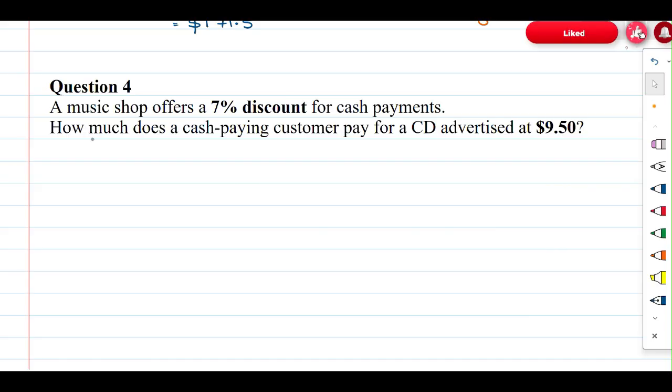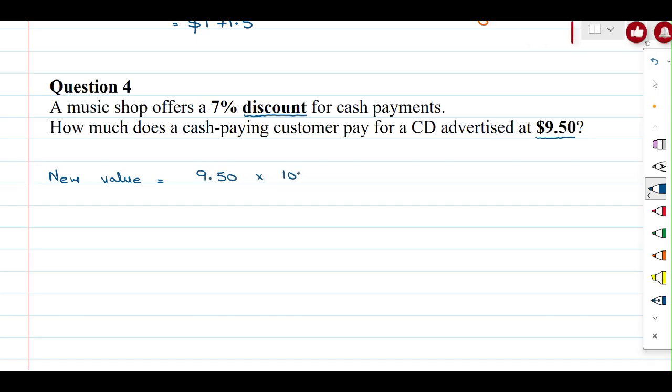Let's practice one more question, okay? A music shop offers 7% discount. Discount means decrease in the price for cash payment. How much does a cash paying customer pay for a CD advertised at $9.50? Okay, so we need to figure out the new price, the new value, how much he has to pay, which is the old one was $9.50, multiply 100, it's a discount, so subtract 7%, divides 100.